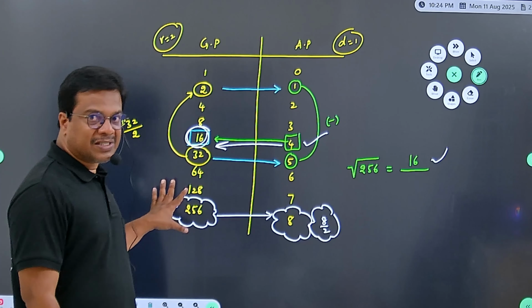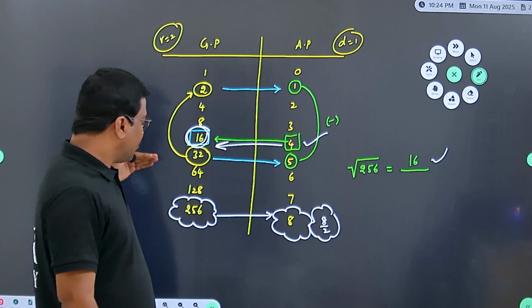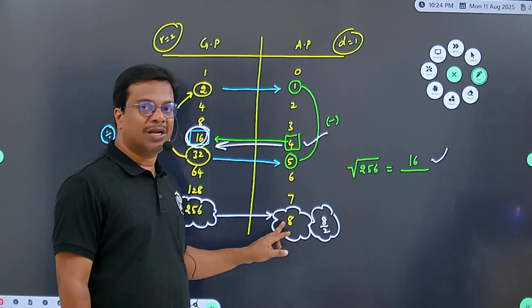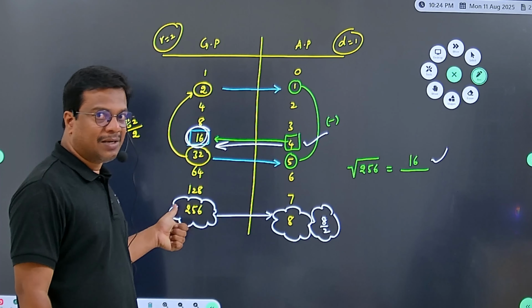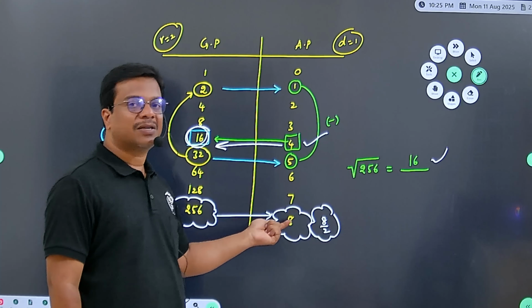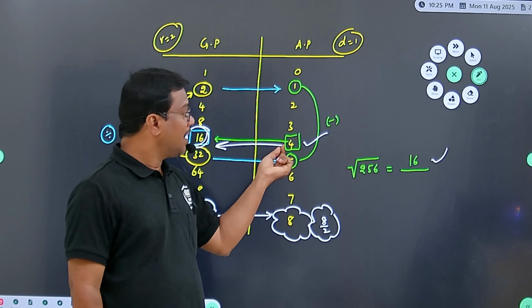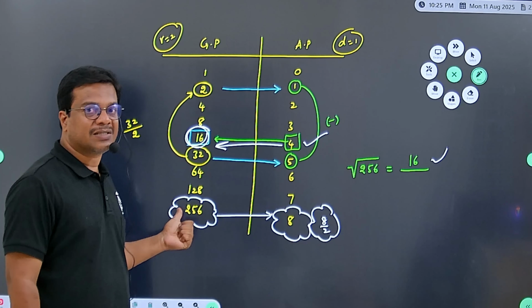Given number 256 in GP, but we are going to select the corresponding AP in the second column, that is 8. To find the square root of the given number, we just divide by 2. After division you will get 4. The corresponding GP term is the result of the square root of 256.